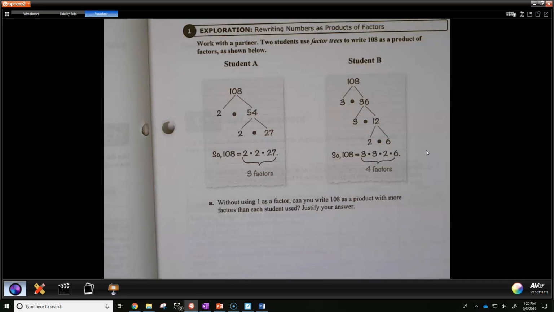Here's your job. On A, I want you to try creating a factor tree. You're going to use 108. You cannot use the number 1 as a factor, so you can't say 1 times anything. Can you write 108 as a product with more factors than everyone else used? Yes, you can. I'll give you this hint. There's 5 factors. The final answer should be 5 factors.